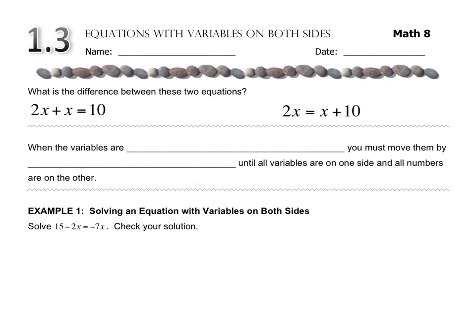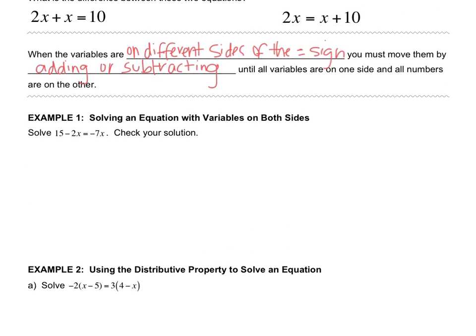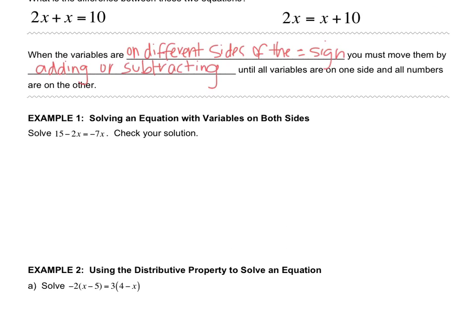So the procedure is that when the variables are on different sides of the equal sign, you must move them by adding or subtracting until all variables are on one side and all numbers are on the other. So I'll show you in this example what that really means. I've got 15 minus 2x equals negative 7x, and you can see that there's an x on the right and there's an x on the left, and so this is our new style.